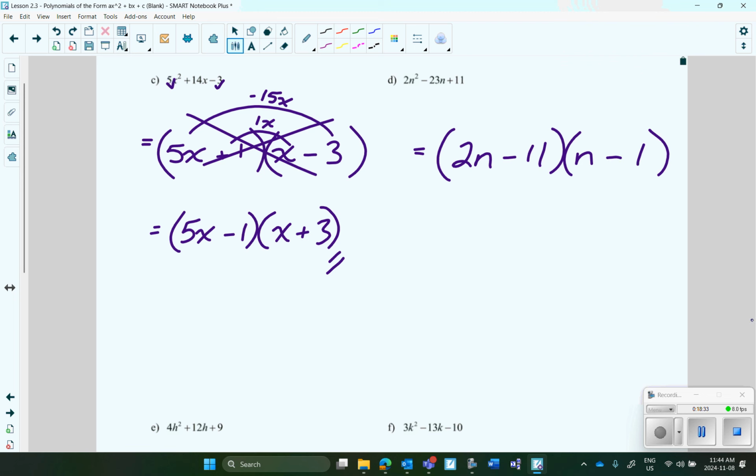So 2n times n is 2n squared. -11 times -1 is positive 11. When I do my rainbow, I get -2n and -11n. Right, so is this correct? No, this is not right. I got a completely different number than what I should have, right? So that doesn't tell me to switch the signs, switch the numbers. So if you get here and it doesn't work, just switch the numbers and you're pretty much guaranteed it's going to work this time.